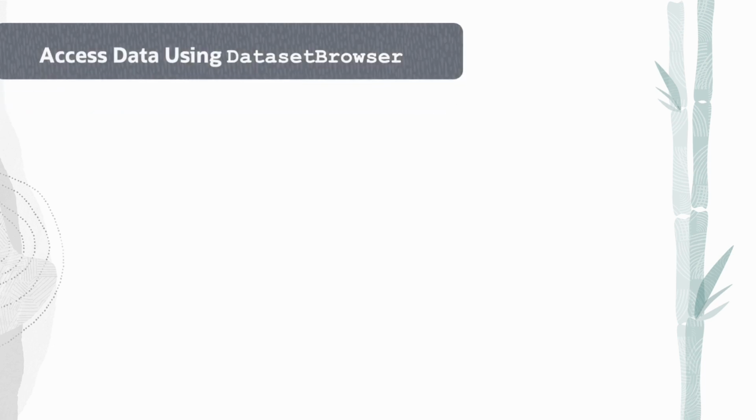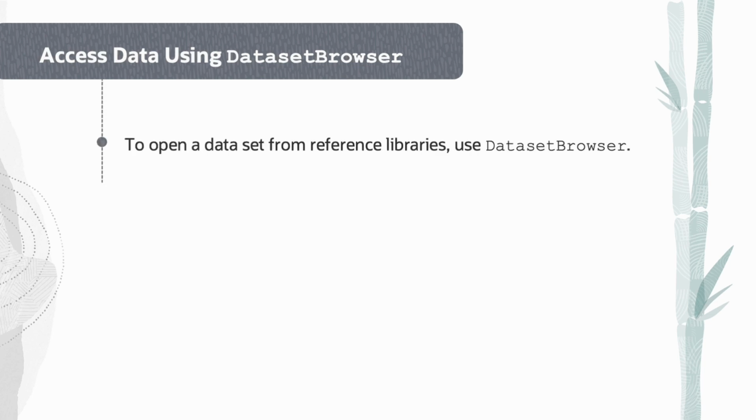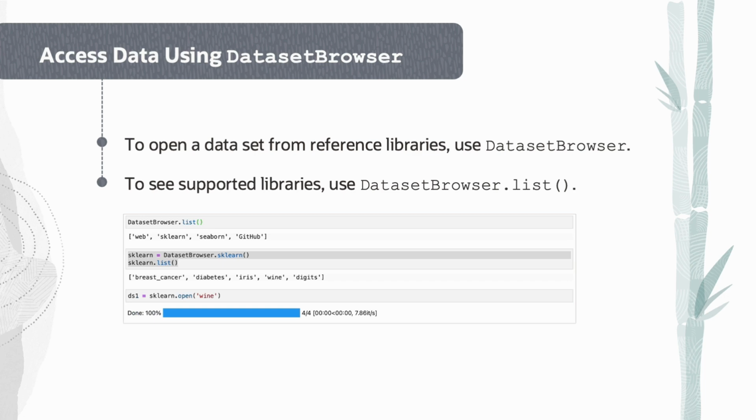In case of the dataset browser, ADS provides this method to easily access well-defined datasets from reference libraries such as Seaborn, sklearn, GitHub, and so on. You can see the list of the supported libraries' datasets using the list function as here. Again, you can explore them using the open function by specifying the name of the dataset from a particular reference library.